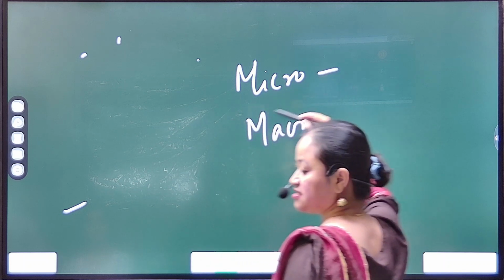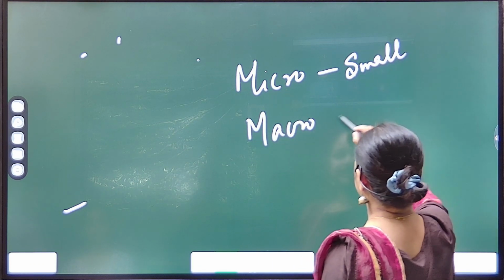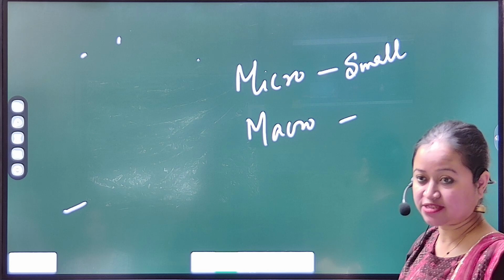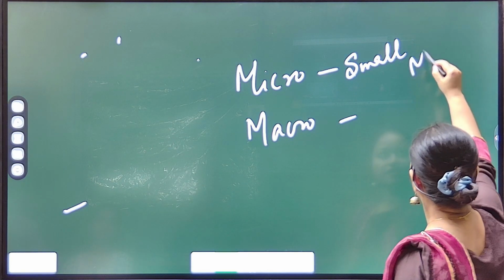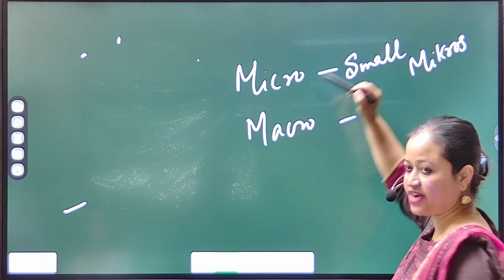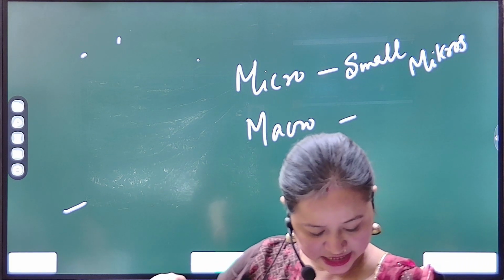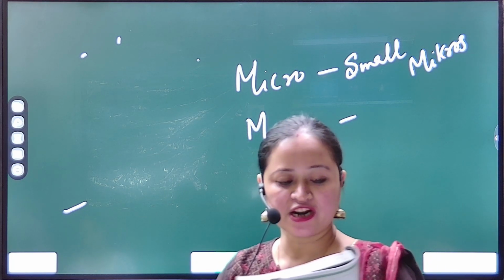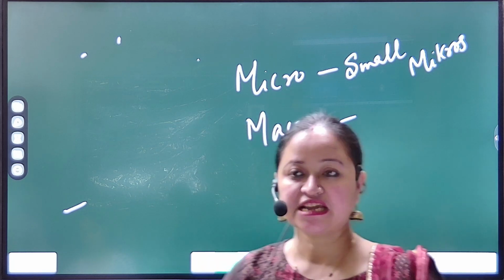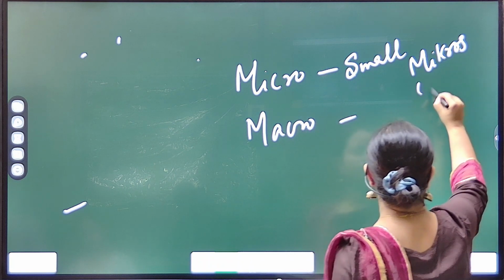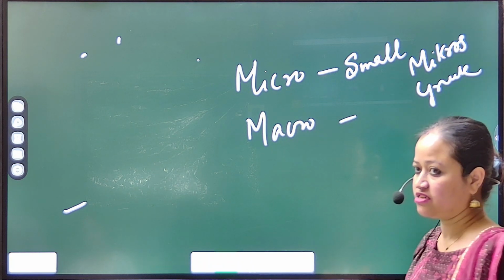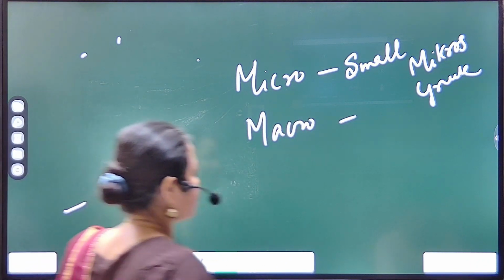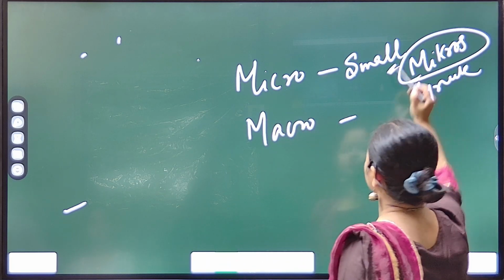So micro means small. Which word is it derived from? Micro is derived from the word micros, which means small, M-I-K-R-O-S. You can see on page number 9. Here you can see the word micro is derived from the Greek word micros. This Greek word, you write down here. So micro is derived from the Greek word micros, M-I-K-R-O-S, which means small.